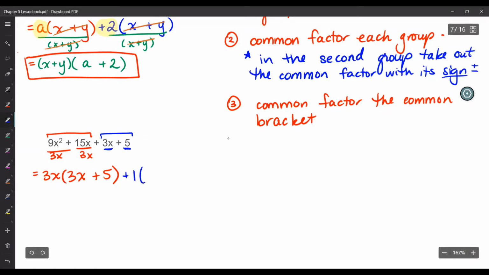I'm going to be left with the same thing because when I divide something by 1, I'm really just left with 3x plus 5. Okay, so this is the one exception to the rule, and that is only when we're factoring by grouping do we take out a positive 1, like we're doing here. Otherwise, we would never common factor a 1.